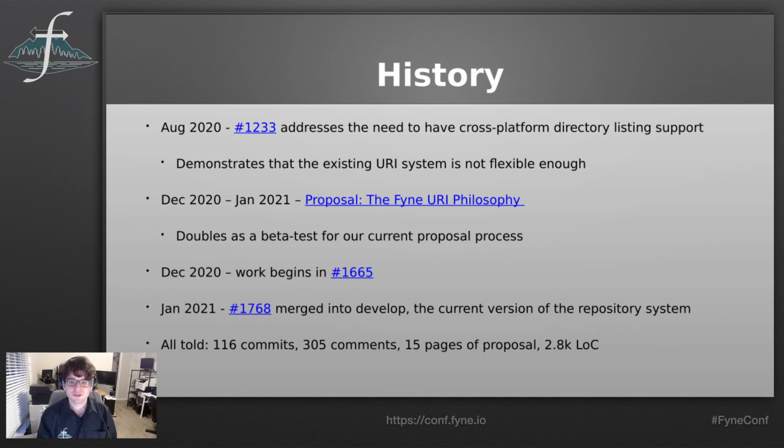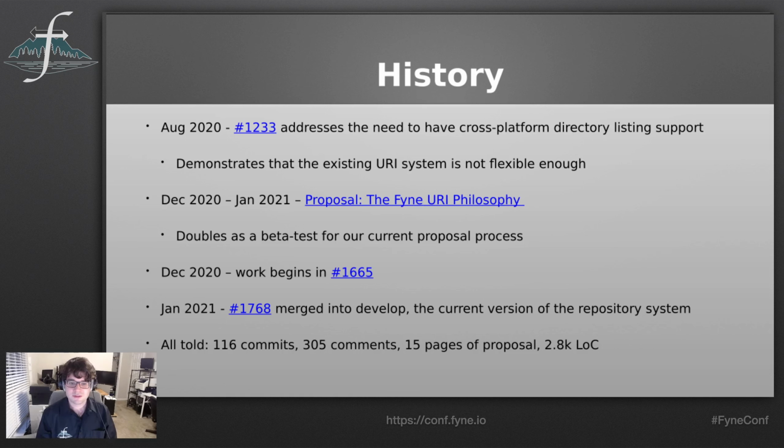So the history: this started in August of 2020. We initially ran into trouble because we needed a way to have cross-platform directory listing support with our existing URI implementation. As we implemented that, we realized that the URI system we had at the time wasn't flexible enough to handle everything that might come up when dealing with files and file-like data when writing any kind of application.